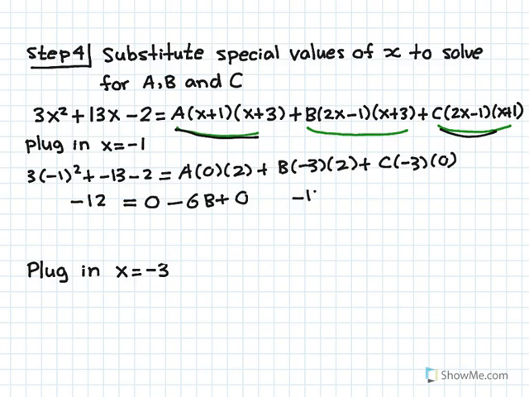And we get negative 12 is equal to minus 6b. Divide both sides by minus 6. Minus 6 cancels, and we get b is equal to 2.